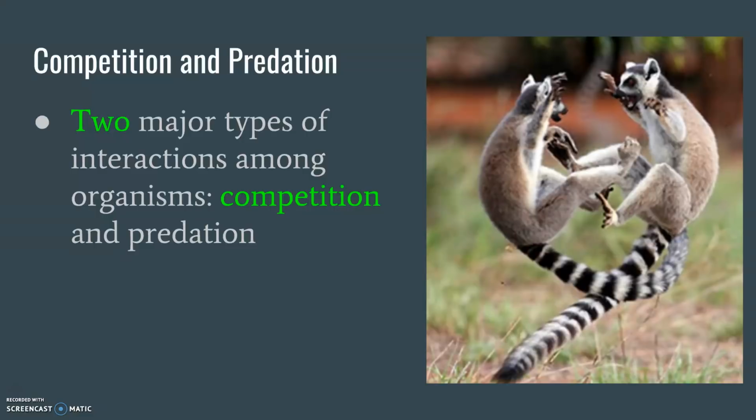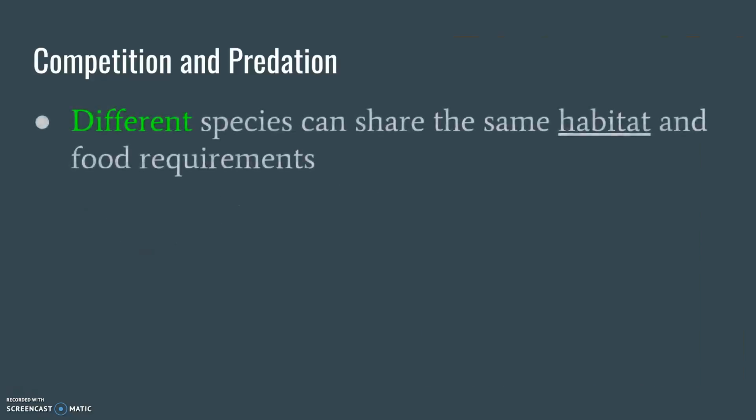So these two ring-tailed lemurs, most likely what they're doing is just competing for something. Maybe a mate, maybe some food, maybe dominance. Maybe they're just doing a weird dance. I mean, I'm not a lemur. I don't know. So different species can share the same habitat and food requirements.